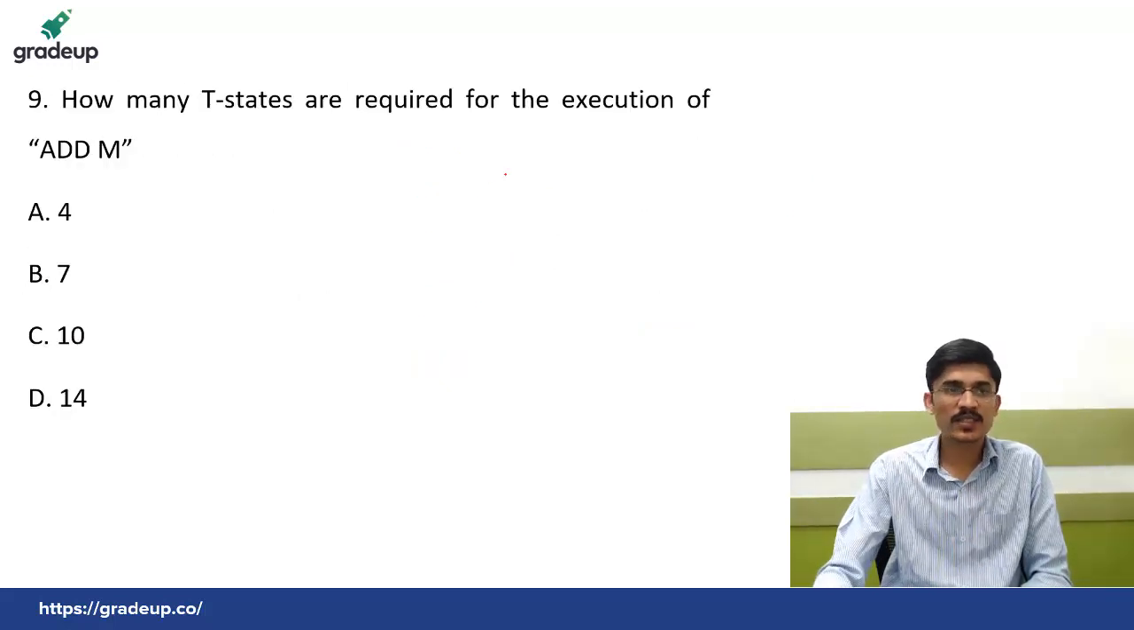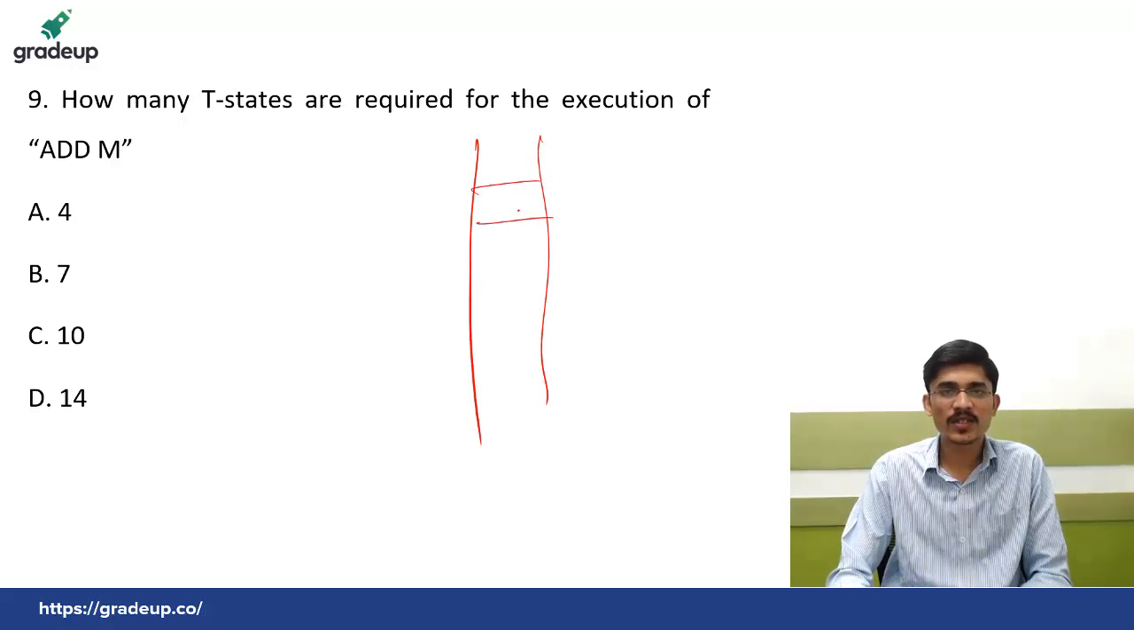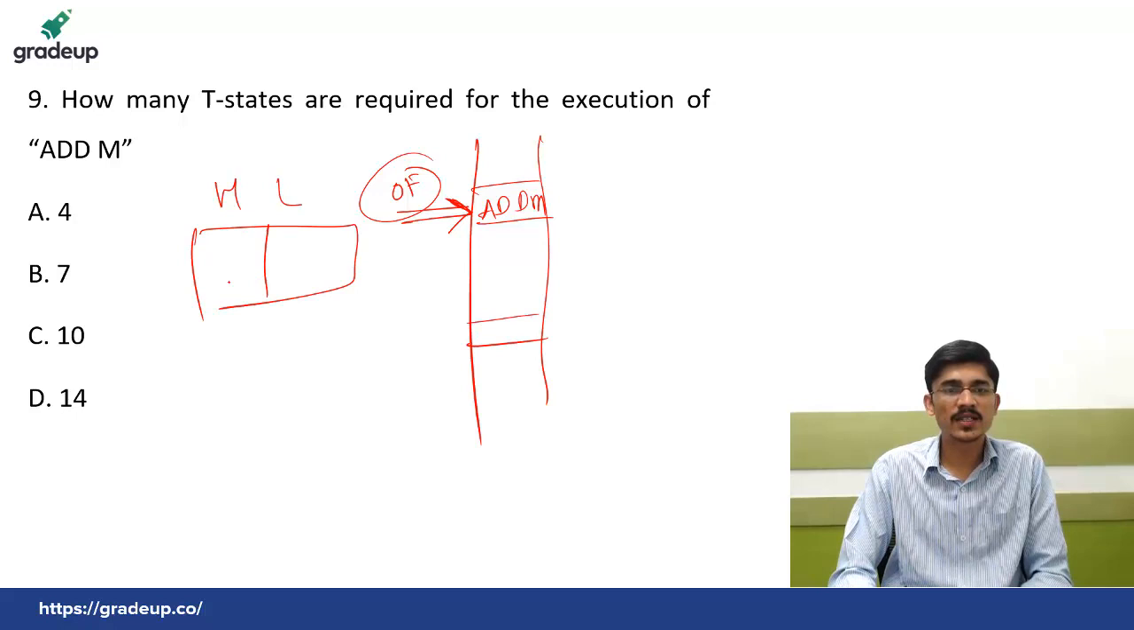So let's move to the next instruction. How many T states are required for the execution of ADD M? So let's check it out. So suppose here ADD M is there. So the controller is here. So opcode fetch will be there as well as M. So it understood that it has to add the contents of memory location. Suppose our HL pair is here, which has 2050, and this 2050 has suppose 30. So it has to add the content 30 to the accumulator. So it will be A plus 30.